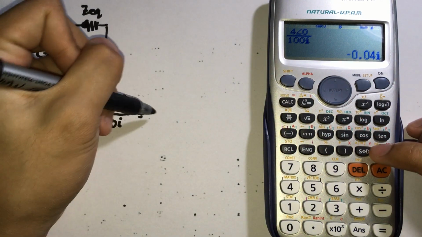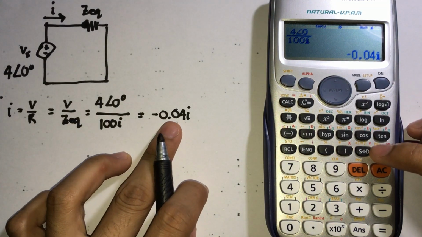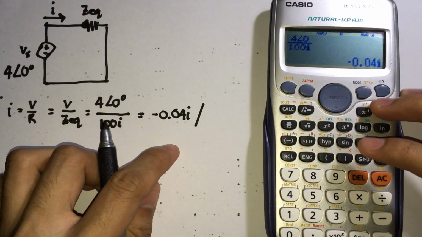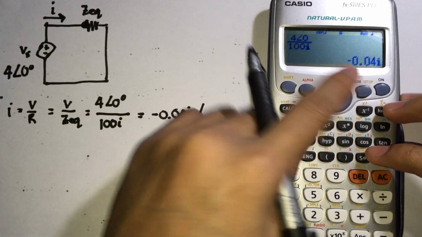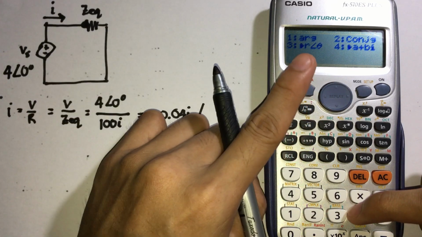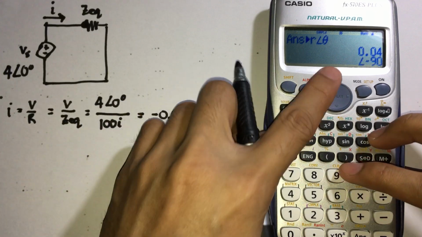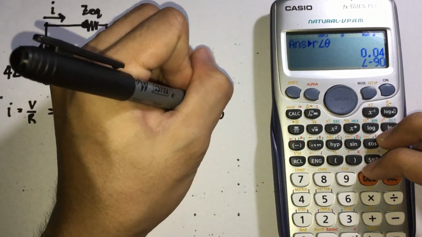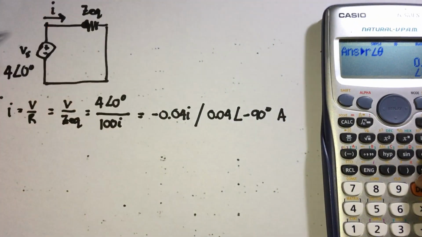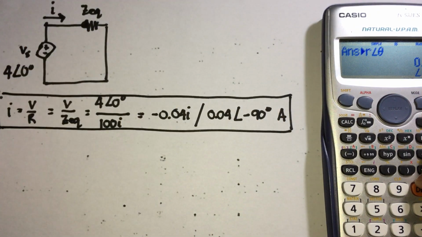So we obtain 4 angle 0 over 100I, which is negative 0.04I. Now this form is rectangular. We can also make it polar form. After you obtain the value, you can just press shift 2 and then the angle option. So this is the polar form: 0.04 angle negative 90 degrees amperes. So this is already the current I.